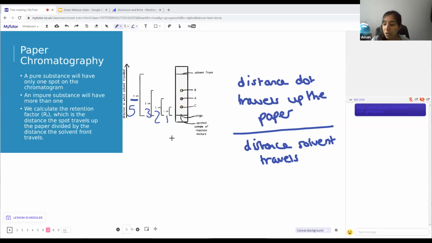Okay, so I've got a question for all of you about how you measure the chromatography. So where do you measure to? Do you measure to the middle of the blot or do you measure to the top? Where do you measure?